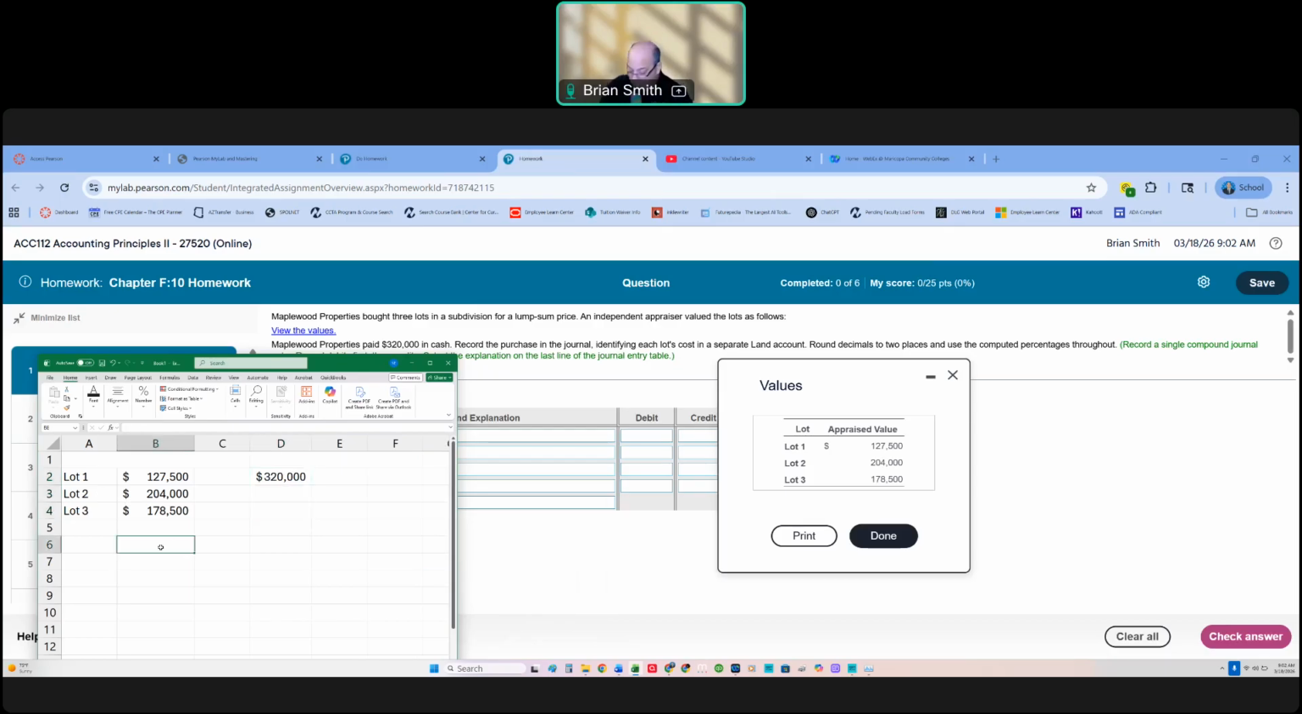And the way we do that is we come up with a percentage. So I'm going to add up these 3 appraised values. Why is that merged? Merged. So I'm just going to use this for something else.